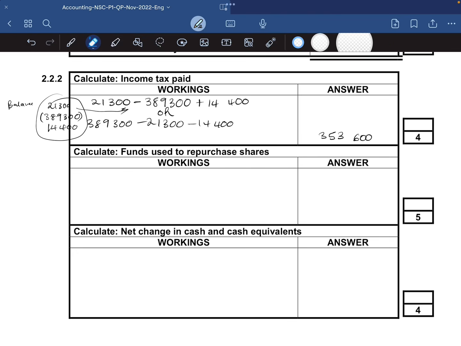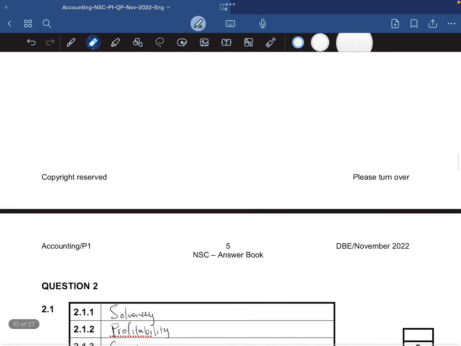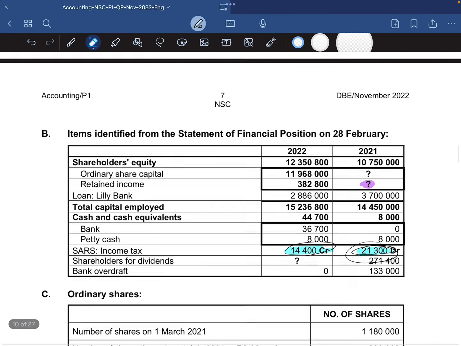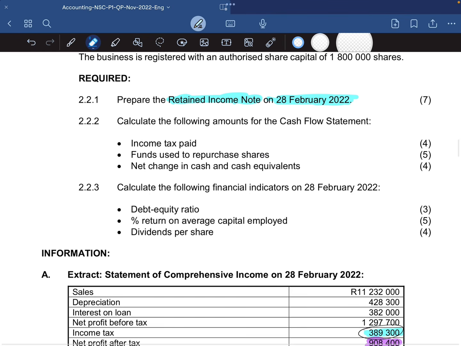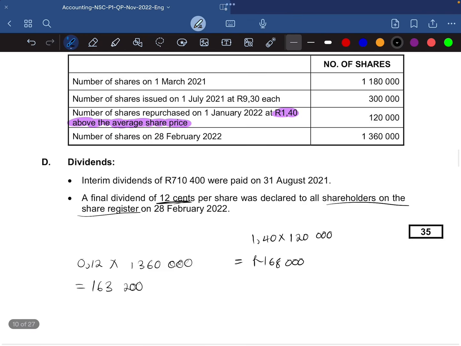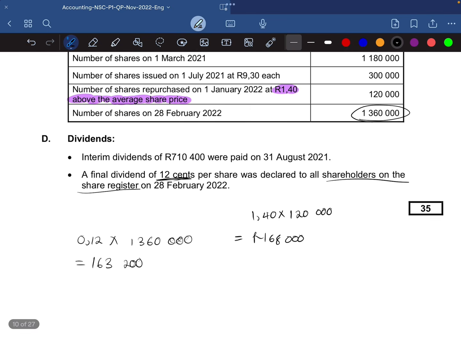Okay, let me just clear that up so that our answer book is quite neat and clear. All right, so now we are moving to the next one, where we are supposed to calculate the funds used to repurchase shares. This is also really easy, because here we're given the number of shares on 28 February 2022 at 1,360,000. But remember that we have done the repurchase of shares and then nothing else happened after that.